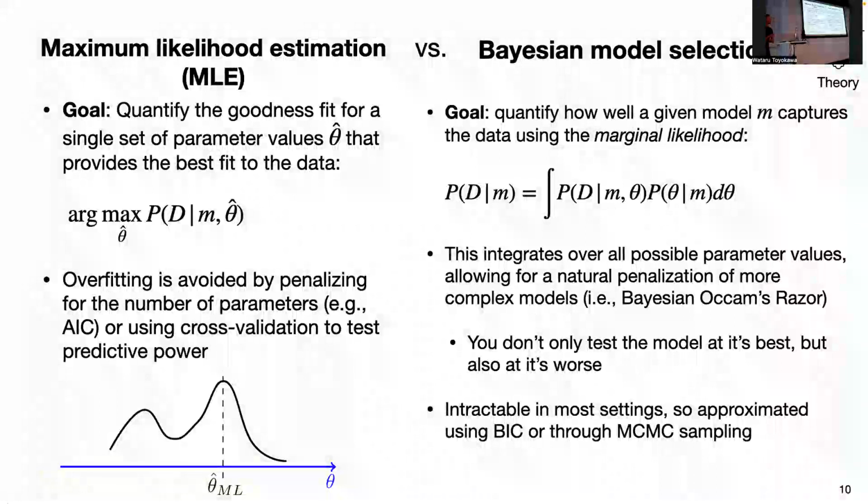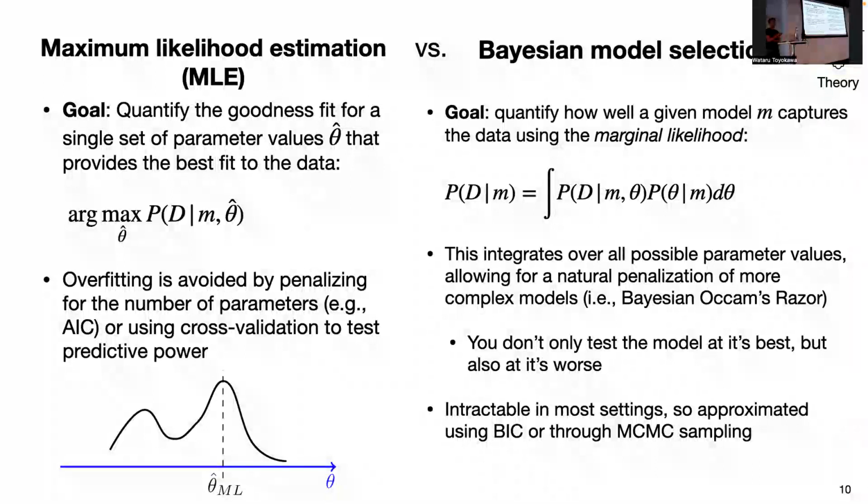Now, in Bayesian model selection, the goal is rather to quantify how a given model captures the data over all the values of the parameters. So this is not only taking the model at its best, which is what the maximum likelihood approach does. It considers all the flexibility of the model under all the sets of parameters. Some parameters might give you very poor estimates, and you penalize for this in Bayesian model selection.